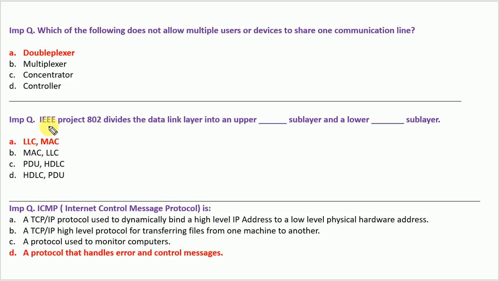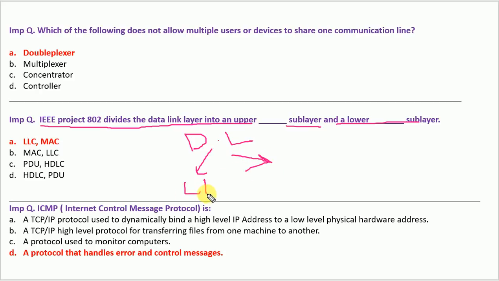And the second question is, IEEE project 802 divides the data link layer into an upper sublayer and a lower sublayer. We have already discussed that in the data link layer. So what happens is, we have a data link layer, and this data link layer has been divided into two parts. One is LLC, logical link control, and the second is MAC, medium access control. We have already discussed this, but at that point of time also I was telling you this is very important, and you have to learn which is the lower level and which is the higher level.